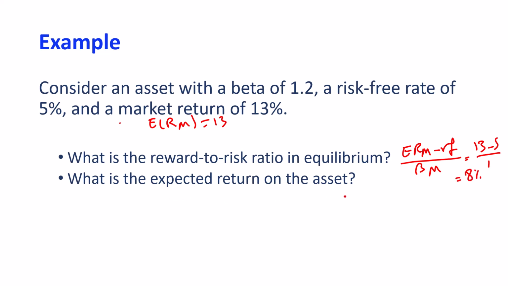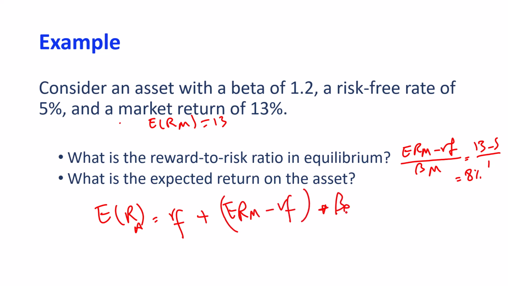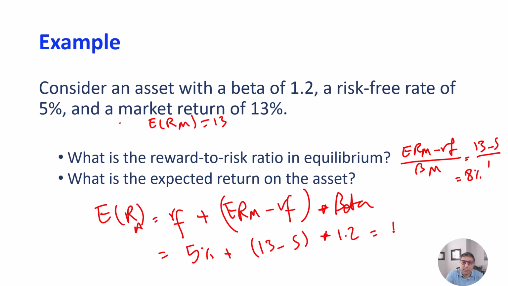And for the expected return on the asset, we can use the CAPM formula: risk-free rate plus expected return of the market minus risk-free rate times beta. So we have the 5% risk-free rate plus 13 minus 5 times 1.2 for the beta, which is 1.2 times 8 plus 5, giving 14.6%.